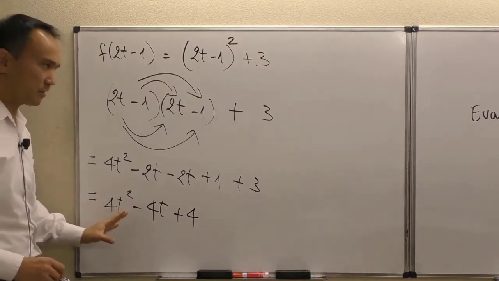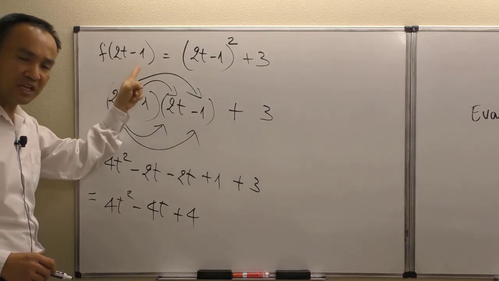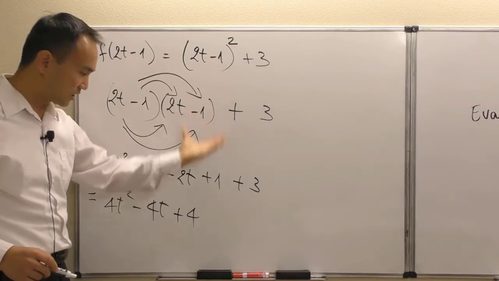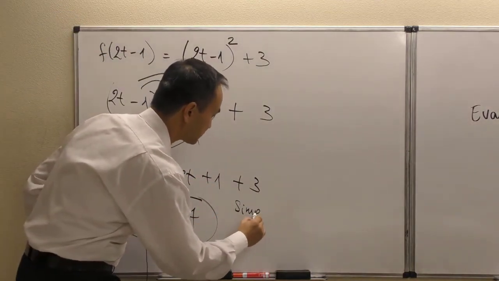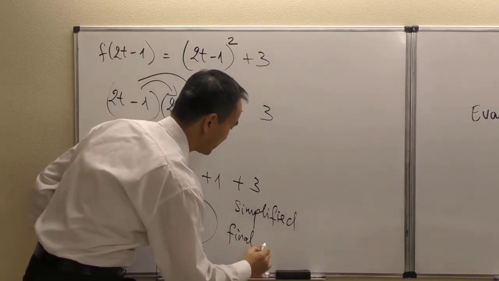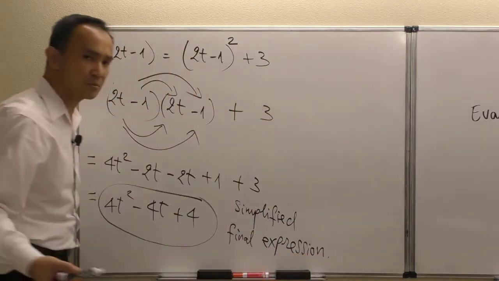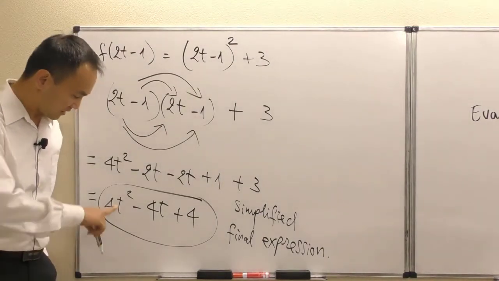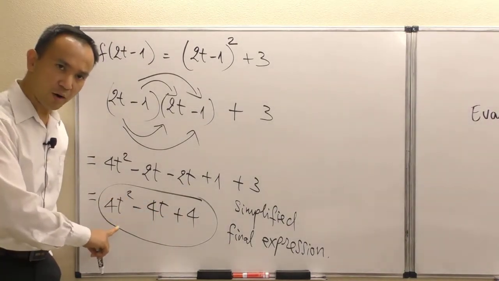So ladies and gentlemen, f of 2t minus 1 equals the setup. But as we simplify it down, this is our simplified final expression. And this is the only one we can have. We cannot expect an actual numerical answer for something like this. But 4t squared minus 4t plus 4, this is the correct answer right here.